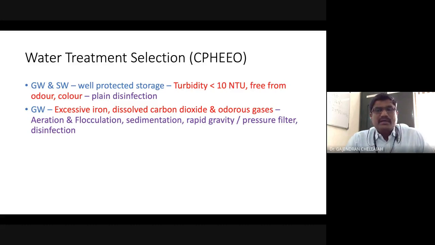WHO recommends different guidelines for treatment, disposal, and supply. The United Nations gives some recommendations, and the United States Environmental Protection Agency gives some recommendations. What India is doing is following this CPHEEO manual, which is from the Central Public Health and Environmental Engineering Organization.